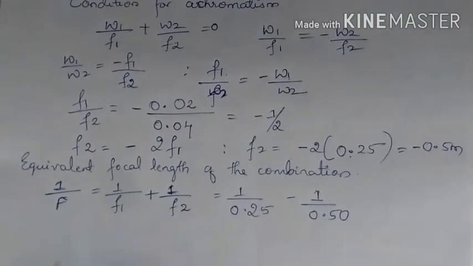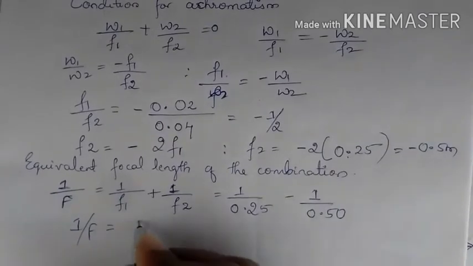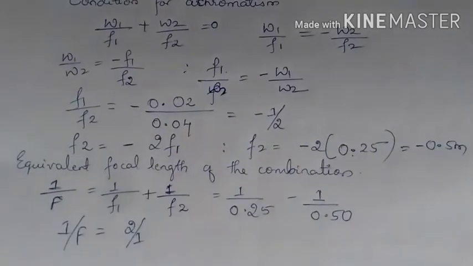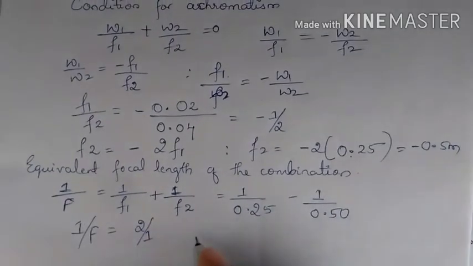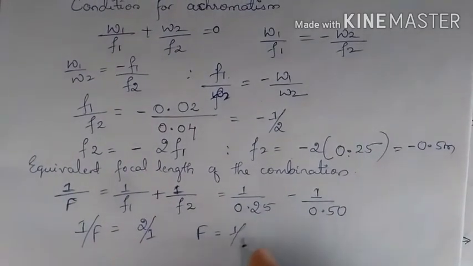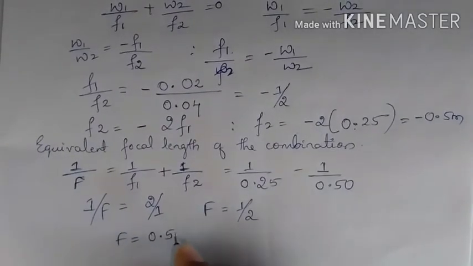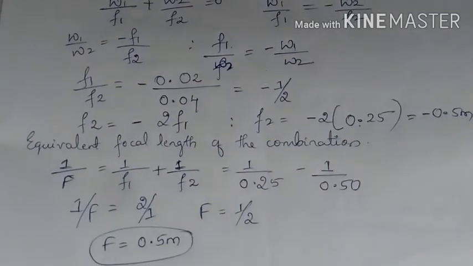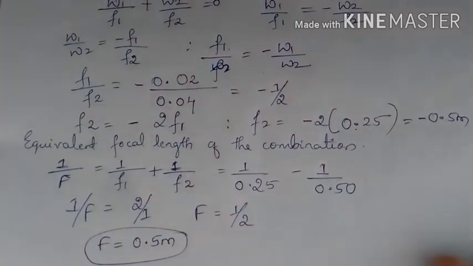If you solve, then you get 1 divided by f as 2 by 1, and this you can write as f is equal to 1 by 2. So 1 by 2 will be what? f is equal to 0.5 meters. So we found the equivalent focal length for the given combination.